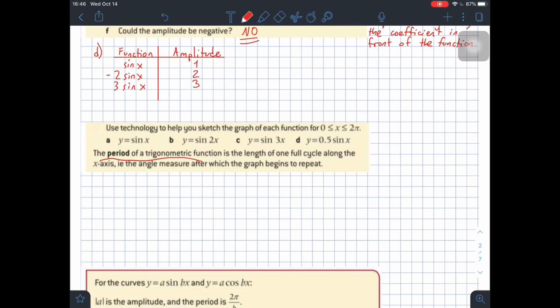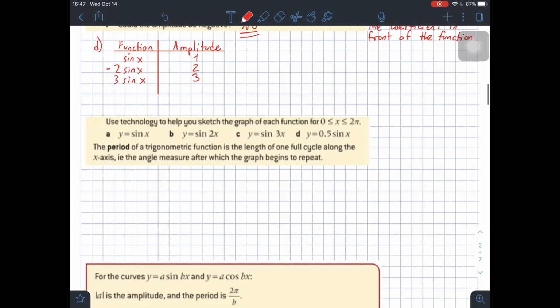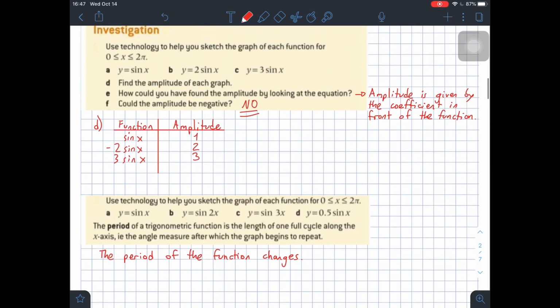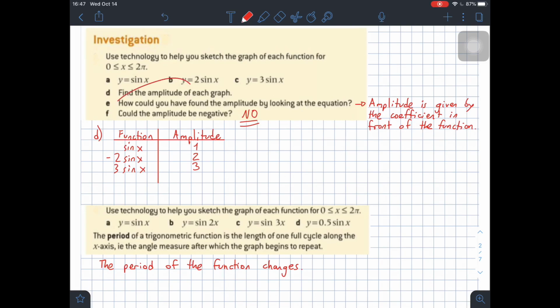It says the period of a trigonometric function is the length of one full cycle along the x-axis. For example, the angle measured after which the graph begins to repeat. Okay, so the only thing that we will say here is that when we change the numbers inside with the x, we're changing the period. So the period of the function changes. That's what we can observe in this part, okay? So in this case, we changed the amplitude, and in this case, we're changing the period.